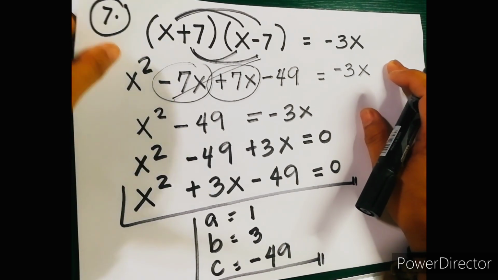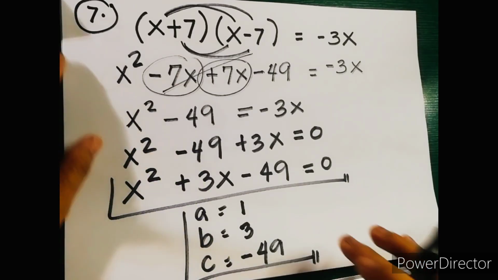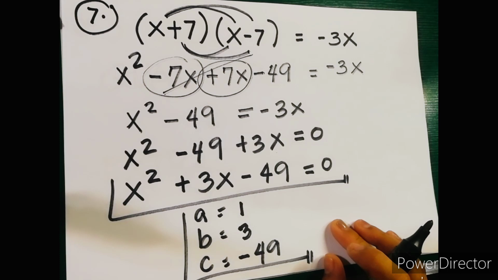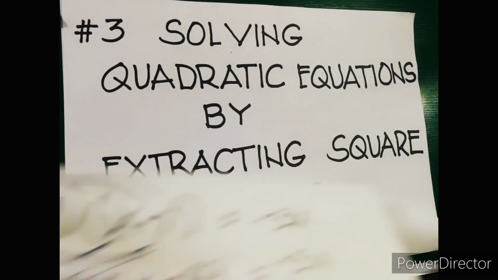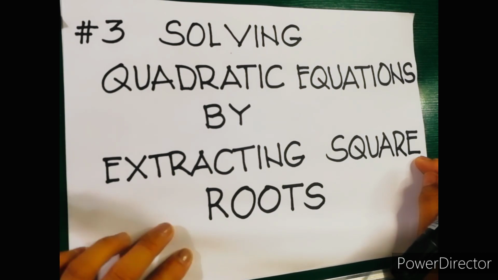So that's it. These are your examples in writing equations in standard form and identifying the values of A, B, and C. Okay, so for our next lesson, we will deal with solving quadratic equations by extracting the square roots.